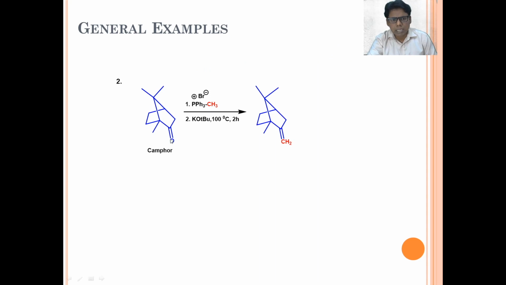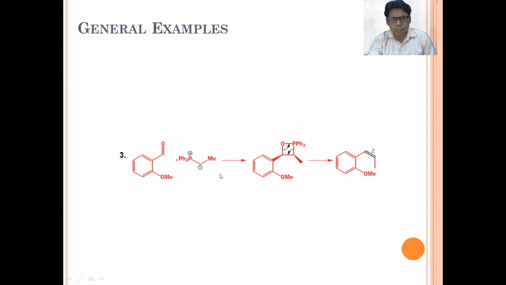Second is that it can form even a reaction with highly strained molecule like camphor to give the product. Methylene group is attached very easily under these conditions. Now let's see another example.